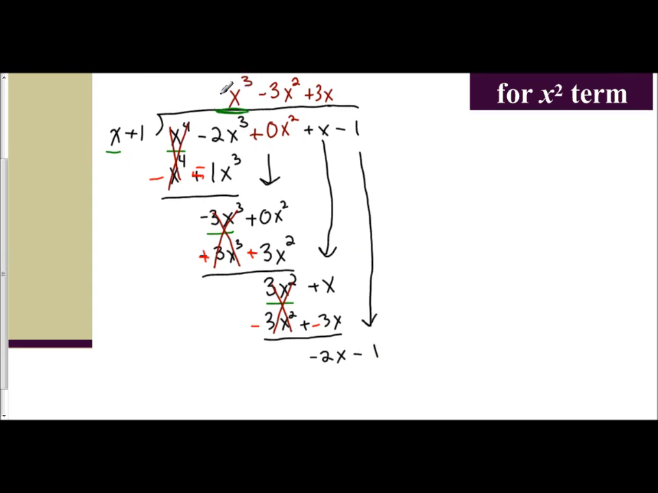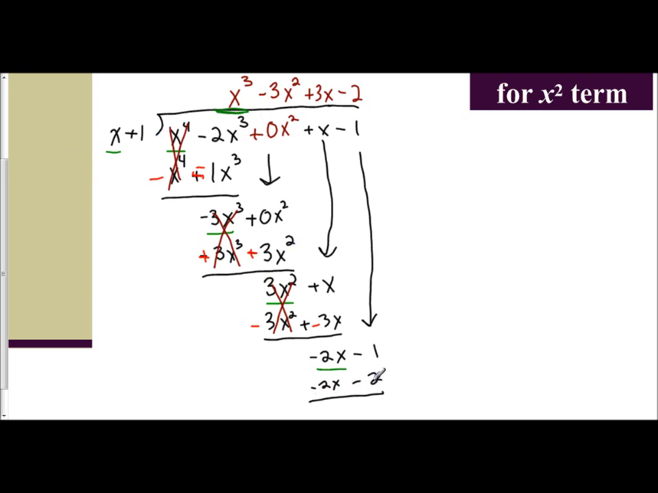So what do you multiply x by to get negative 2x? And that's going to be a negative 2. And so I put my minus 2 here. And I distribute. Negative 2 times x is going to be negative 2x. Negative 2 times 1 is a negative 2.